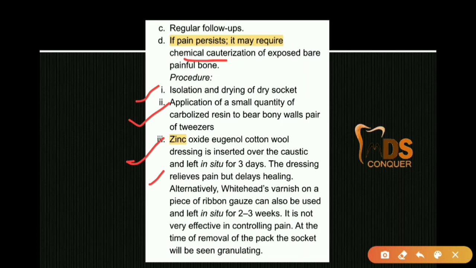So other than zinc oxide, even a whitehead varnish on a ribbon can be used for 2 to 3 weeks. At the time of removal of the pack, after the 2 to 3 weeks, you will see that the socket is granulating if you use the whitehead varnish.